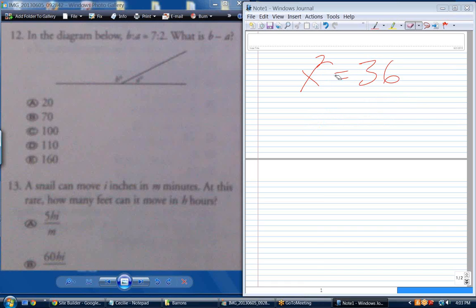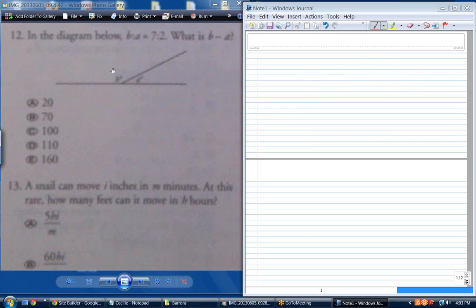But that's a tricky concept when it comes to data sufficiencies. If you know x squared is equal to 36, do you know what x is? No. Okay. And it's the same thing with absolute value.